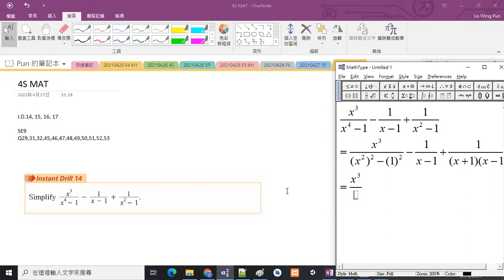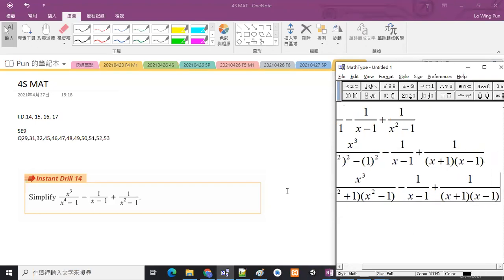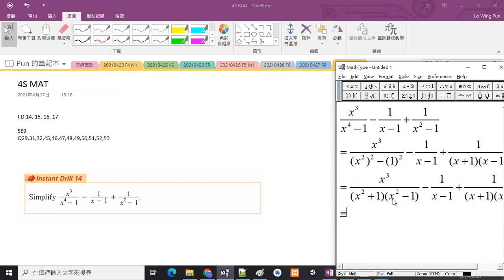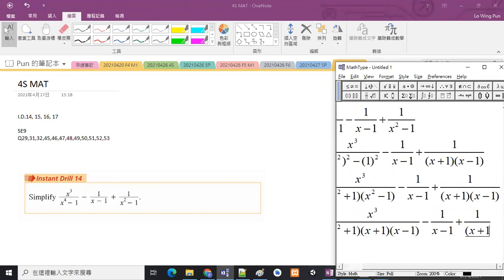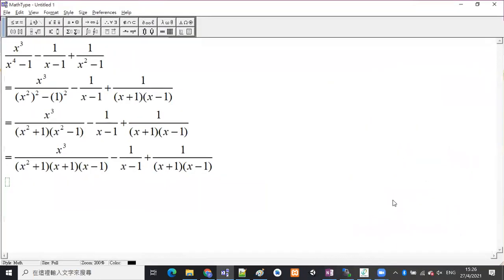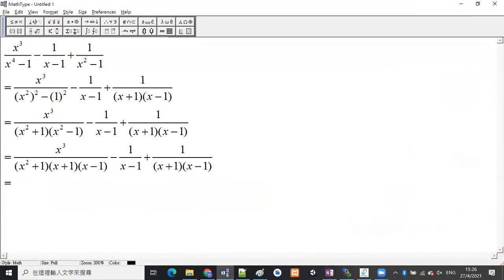it is also in the format of a square minus b square. If it is a square minus b square, it becomes a plus b times a minus b. Okay, and then 1 over x minus 1 plus 1 over x plus 1 times x minus 1. And the x square minus 1 here can be further factorized into x plus 1 times x minus 1. Okay, and then 1 over x plus 1 times x minus 1. So we have successfully factorized every numerator and every denominator.